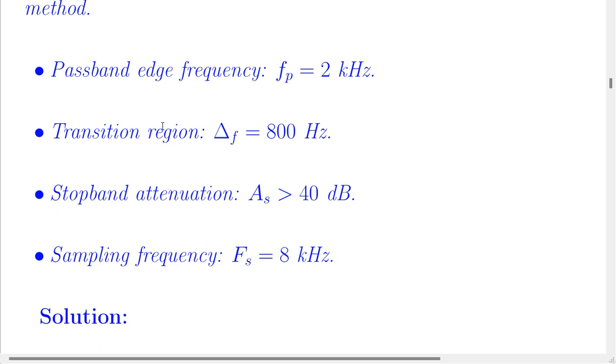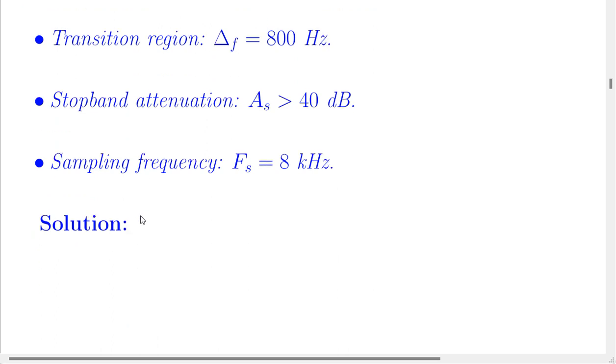For instance, transition region, delta F is equal to 800 Hz. Stopband attenuation 40 dB. Sampling frequency 8 kHz. Okay? So remember the parameters: 8 kHz, attenuation 40 dB, passband frequency 2 kHz, and transition region 800 Hz. Now solution.